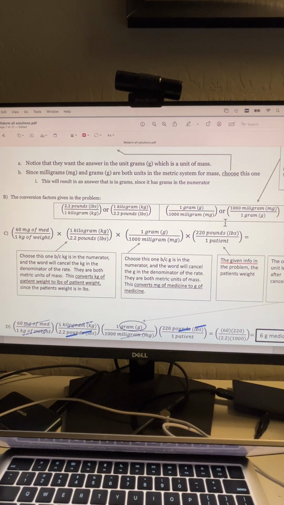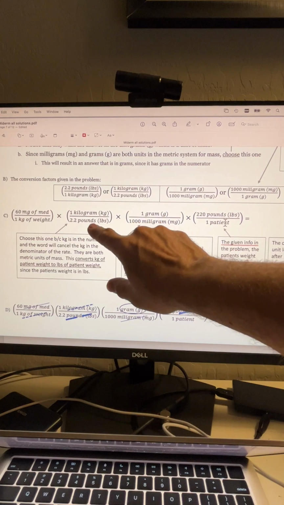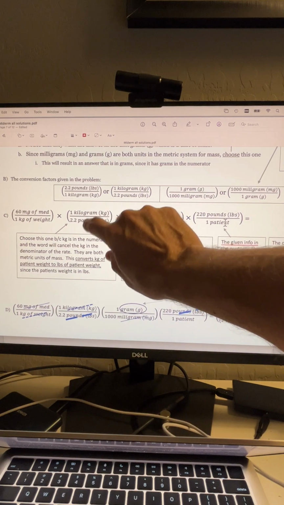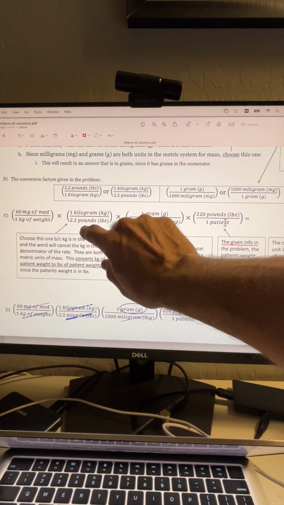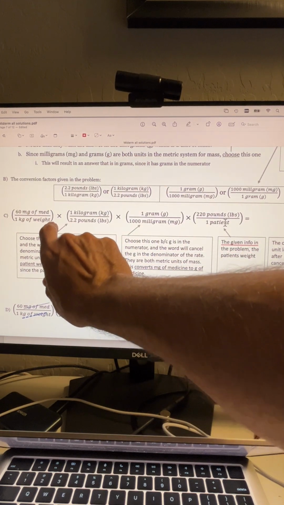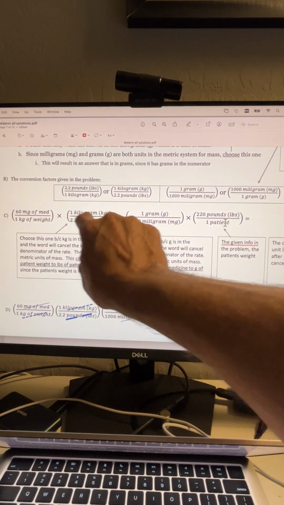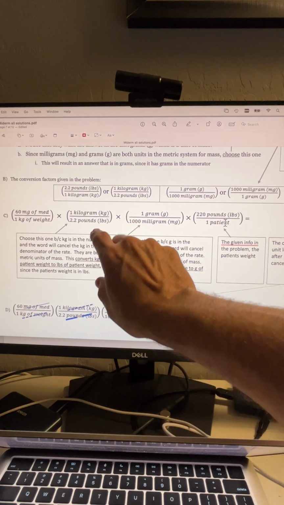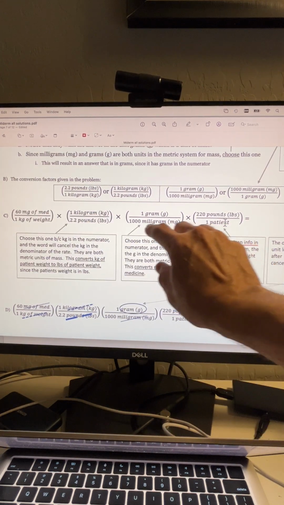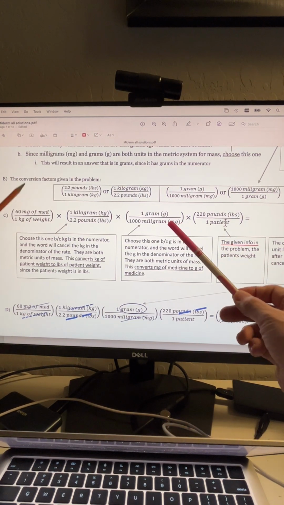So here is where I am lining up all my units so that they cancel. And I think I did a decent job here of explaining why I chose this unit, 1 kilogram over 2.2 pounds, instead of flipping it. And notice kilograms of weight on the bottom cancels kilograms of weight on the top. And then look, milligrams of medicine on the bottom, so this one can cancel this one.